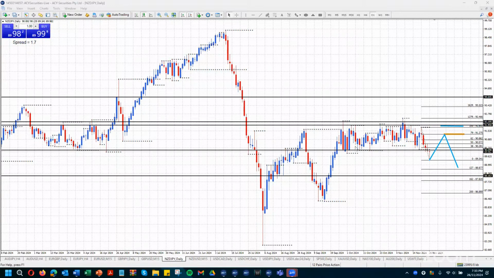Expecting a 50 basis point cut from New Zealand Central Bank tomorrow. That's probably already factored in. So that coming in probably isn't going to be negative for the currencies, the crosses here, the New Zealand yen, New Zealand dollar. It not getting a 25 basis point cut will be positive, because the market would have factored in a 50 basis point cut. So we'll have to wait and see what happens.